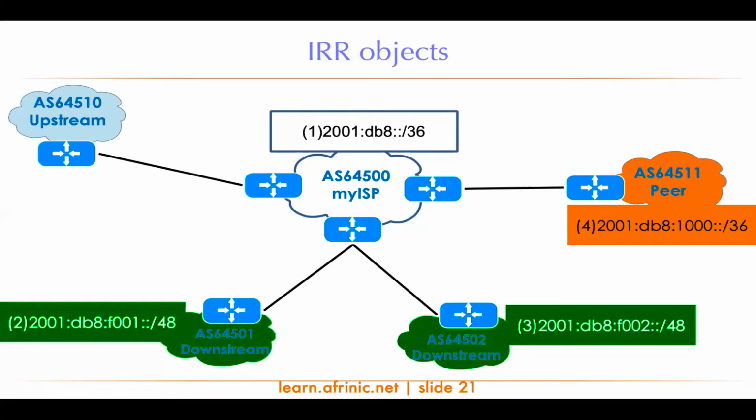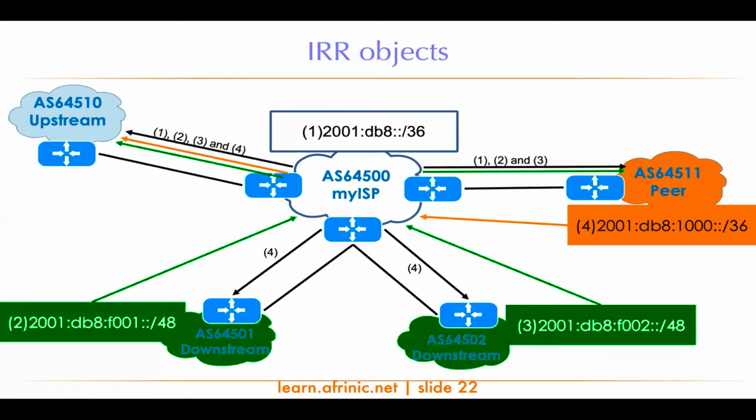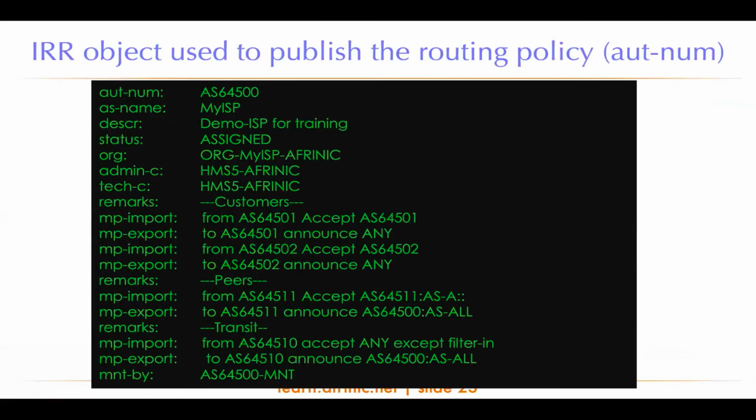The first IRR object we will talk about is the aut-num. That is how we represent the ASN in the WHOIS database. So ASN 64500 is my IXP. Description, status, it is assigned, org, and so on and so forth.